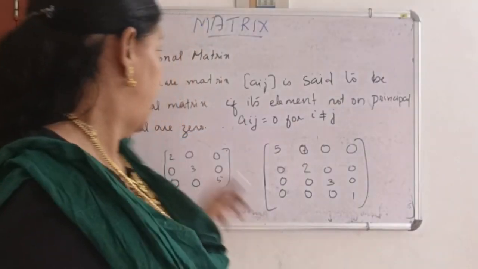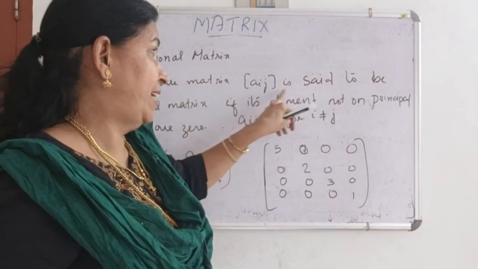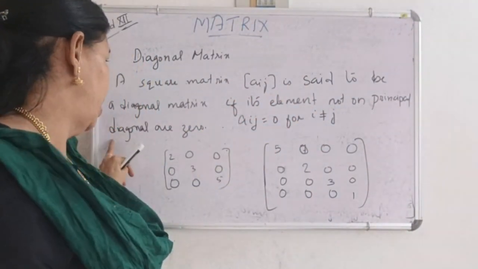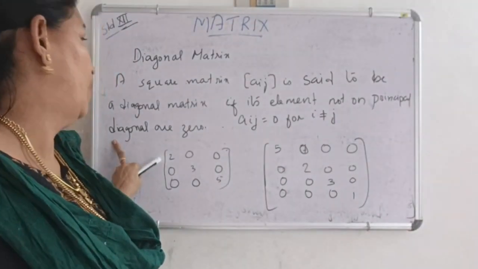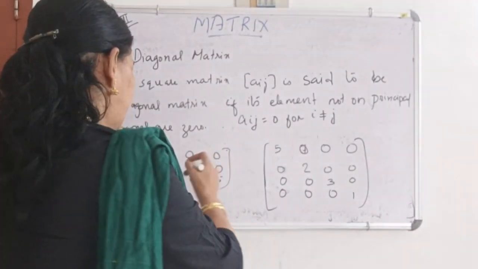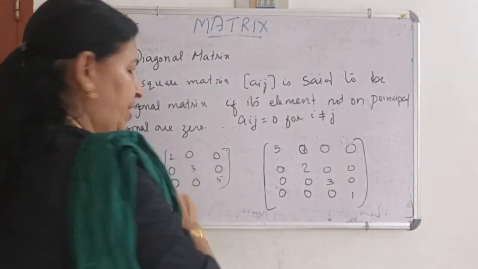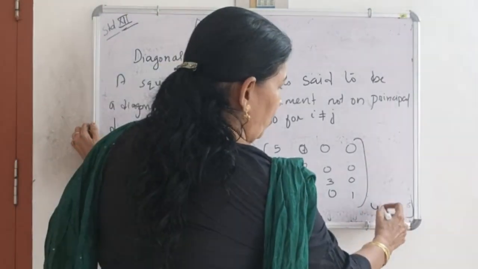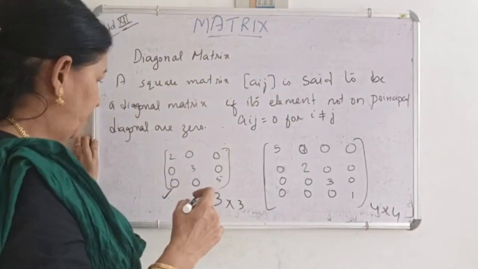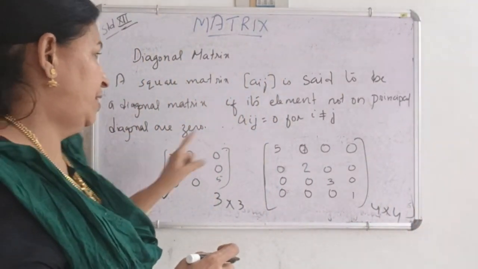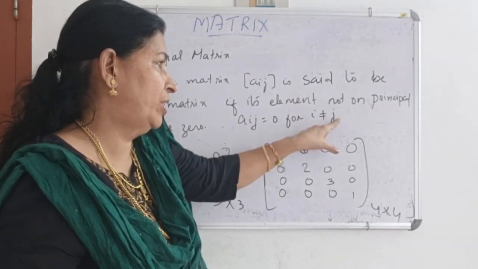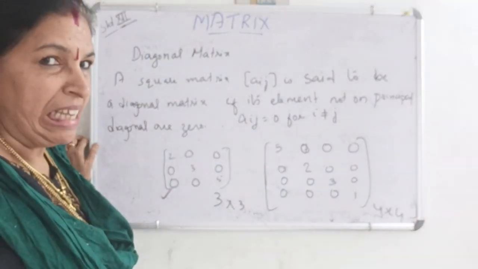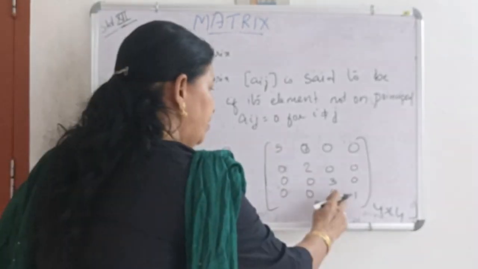Then diagonal matrix. A square matrix Aij is said to be a diagonal matrix if its elements not on the principal diagonal are 0. For example, a diagonal matrix of order 3 by 3, or of order 4 by 4. That is, Aij equal to 0 for i not equal to j; all elements except diagonal elements are 0.